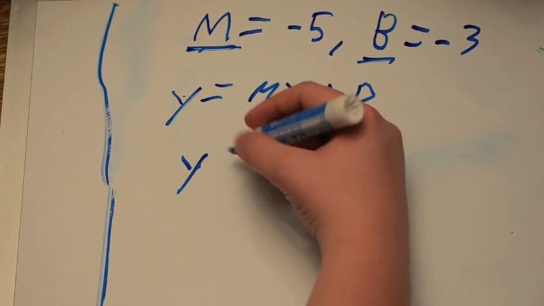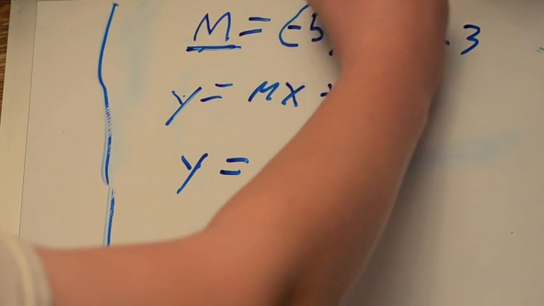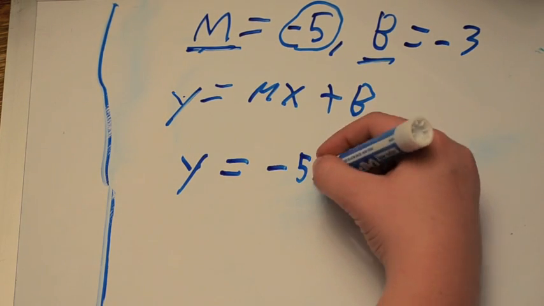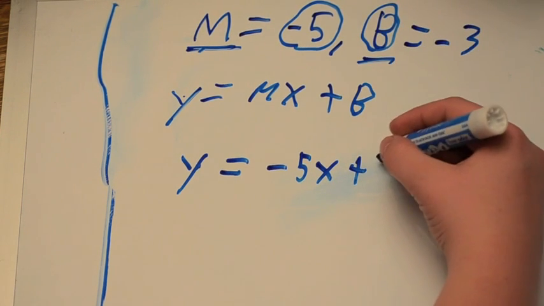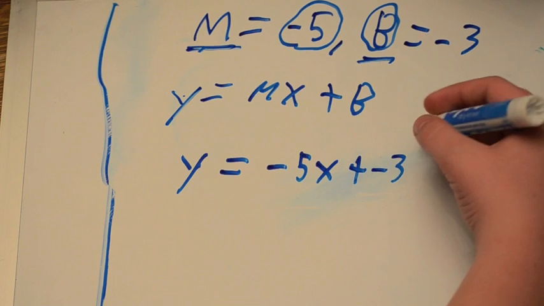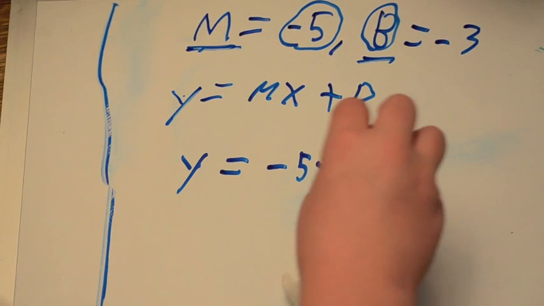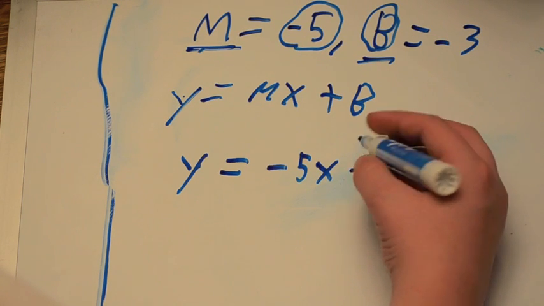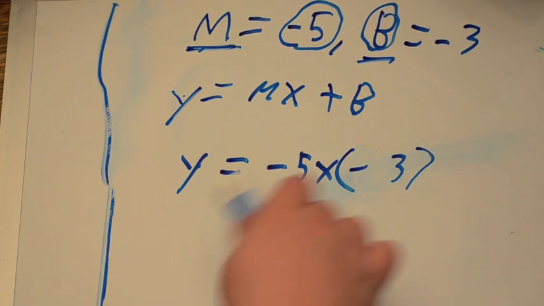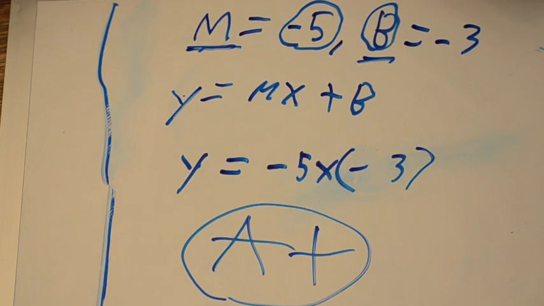So y equals -5, because -5 is the slope, x plus -3, which is the y-intercept. Now, since it's plus negative, you can go right ahead and erase that and replace it with minus, because when you're adding a negative, it's the same as subtracting a positive. And I just added some parentheses. And there you go, that's how you get a simple A+ with those questions. Extremely simple.